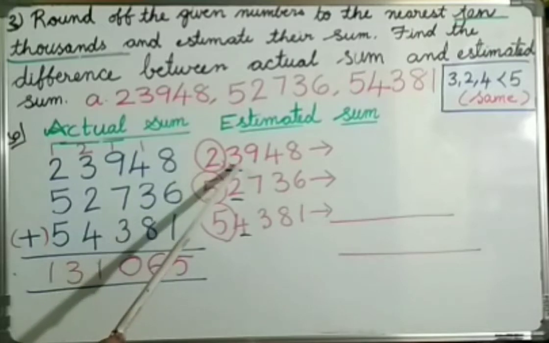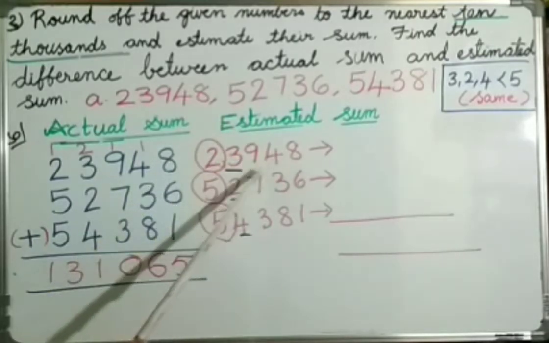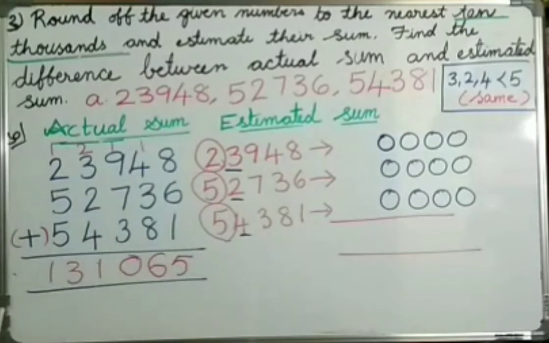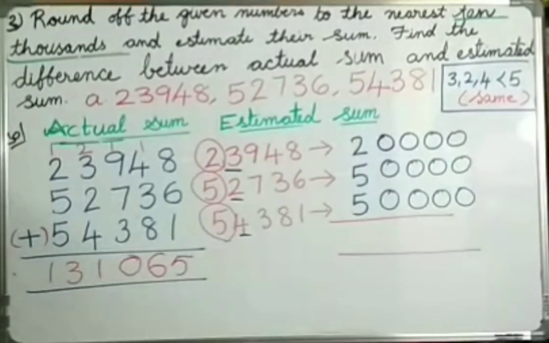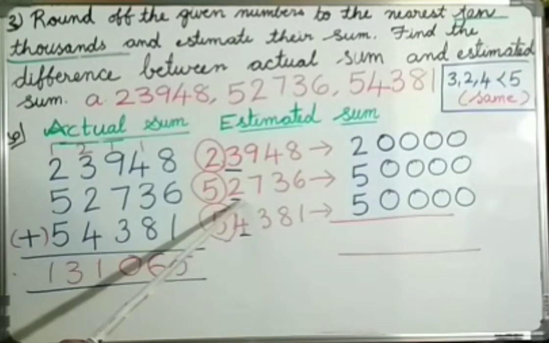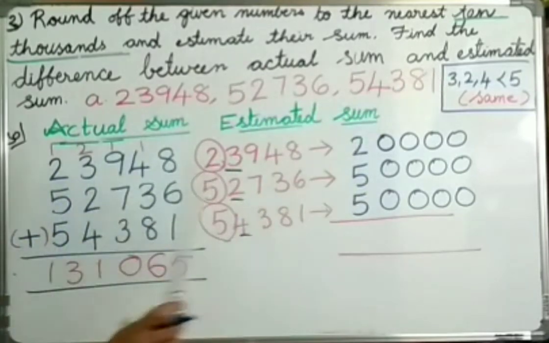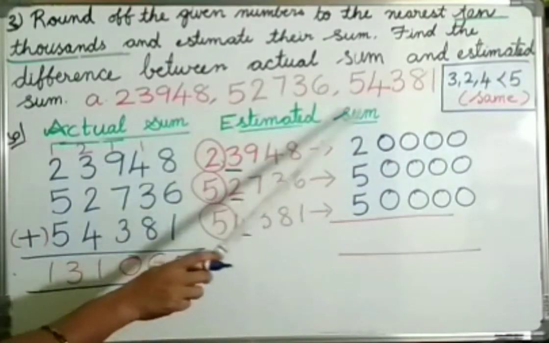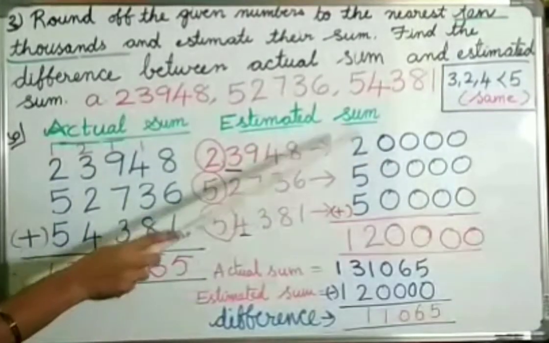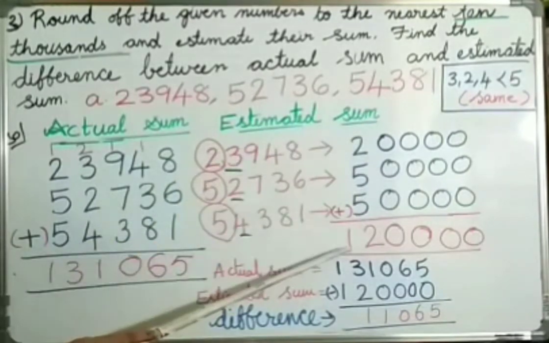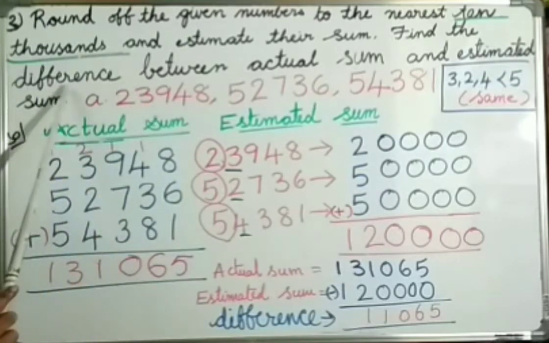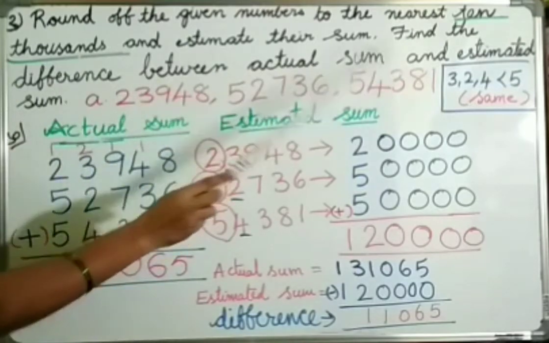The digits after the circled digit become 0. Now here 3, we write 2. Here 2 is less than 5, so we write the same number. 4 is less than 5, so we write the same number. Now we add the numbers. After adding, the estimated sum is 1,20,000.